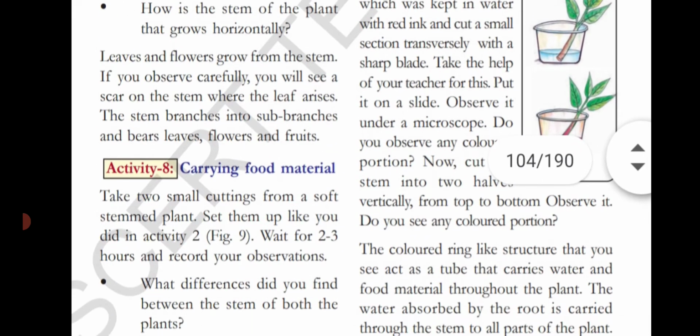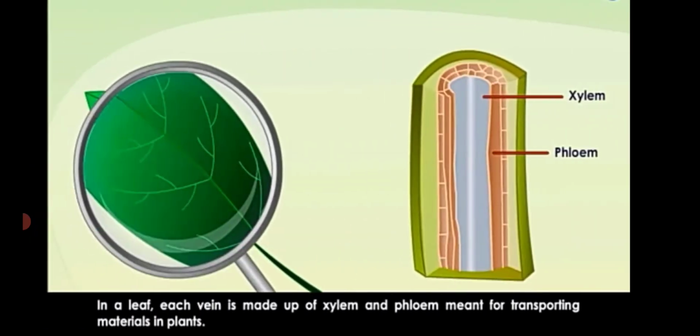Here, when we cut transversely, we could see the colored ring-like structure. It acts as a tube that carries water and food material throughout the plant. The water absorbed by the root is carried through the stem to all parts of the plant, as you see in the image.